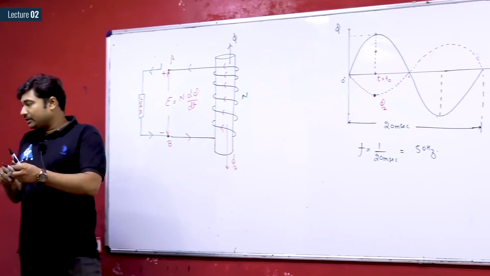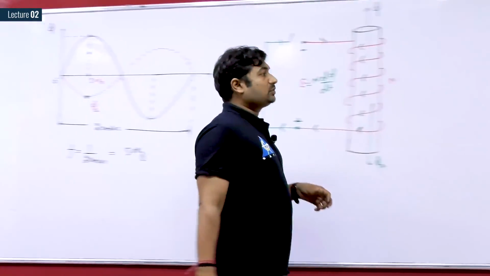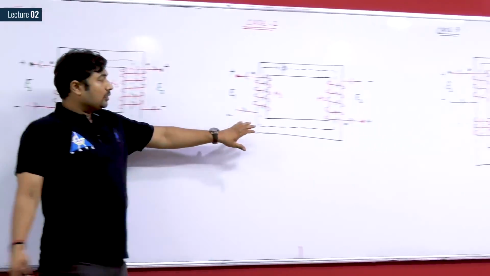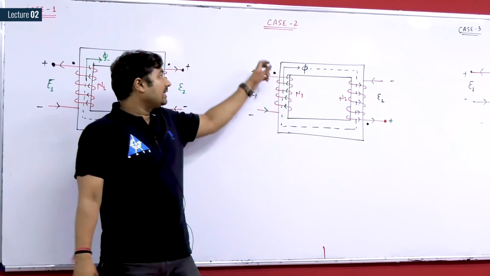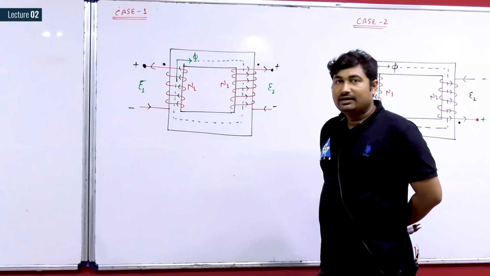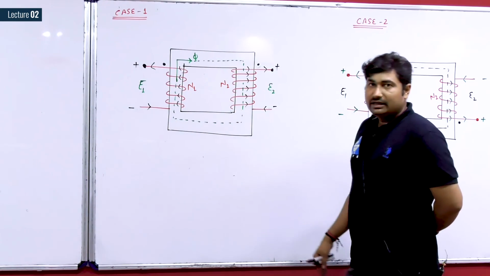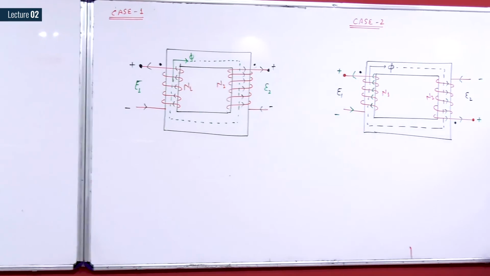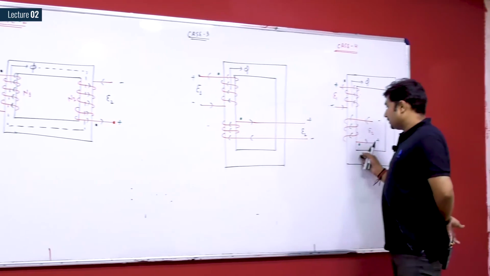I have taken all the concepts. If you go with P.S. Bhimra, you will find this one as the case. If you go with P.S. Bhimra, you will find this as an ideal transformer case, and they mark the polarity in this fashion. This is the case we find in Nagrath and Kothari, and this is the case you find in the Pearson book. That is your Theodore Wildi.